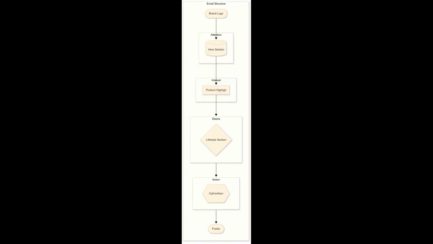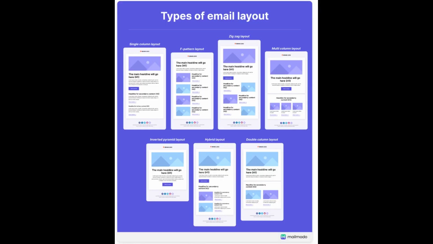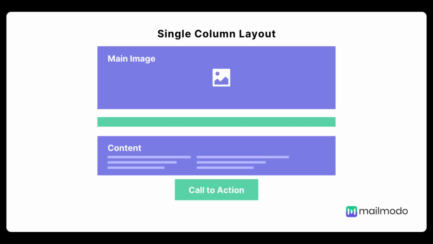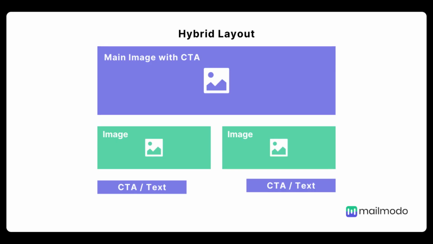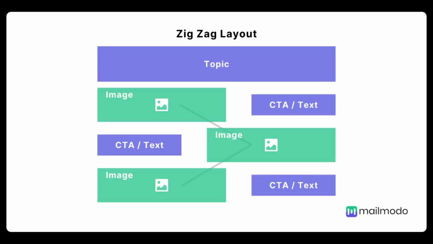You can see how this structure perfectly follows the AIDA model: attention in the hero, interest in the product highlight, desire in the lifestyle section, and action in the CTA section. Now let's talk about the layout decision for each section. There is actually a fantastic article from Mailmodo that covers different email layouts. I highly recommend checking it out if you want to dive more into email design principles.